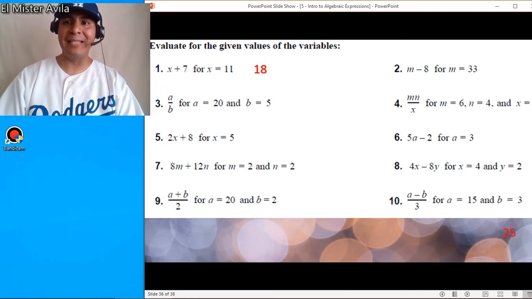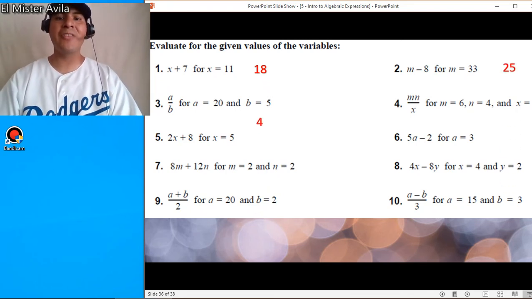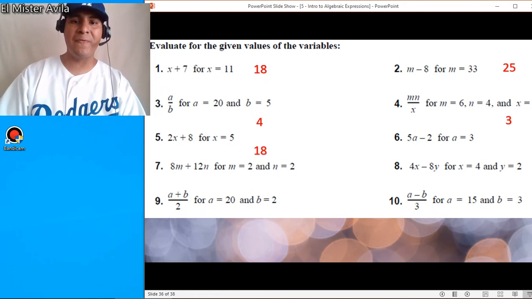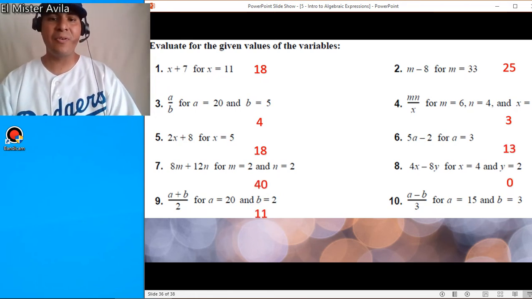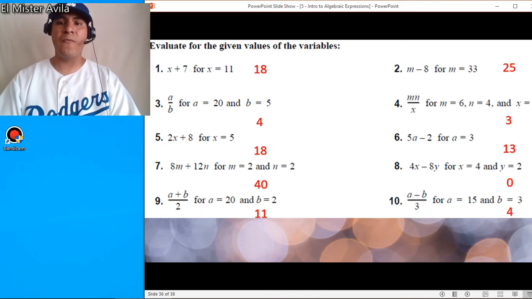Number 1 is 18. Number 2, 25. Number 3, 4. Number 4, 3. Number 5, 18. Number 6, 13. Number 7, 40. Number 8, 0. Number 9, 11. And number 10, 4.